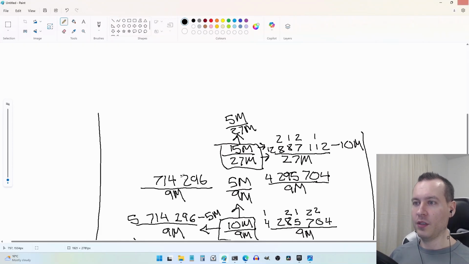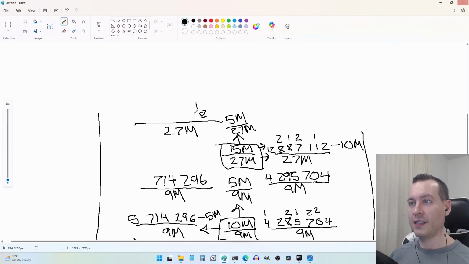So this number needs to be multiplied by 3 to get it to be under 27. 9 times 3 is 27. 6 times 3 is 18. 9 times 3 is 27. Carry the 1 is 28. 2 times 3 is 6. Carry the 2 is 8. 4 times 3 is 12. 1 times 3 is 3. Carry the 1 is 4. 7 times 3 is 21. So this side will be 2 million and some.